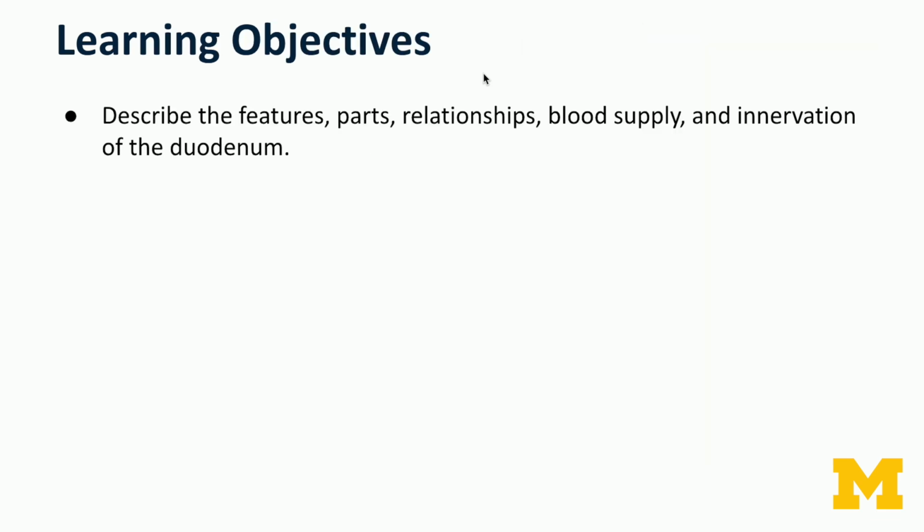So we've discussed the duodenum, its features, parts, relationships, blood supply, innervation, and referred pain.